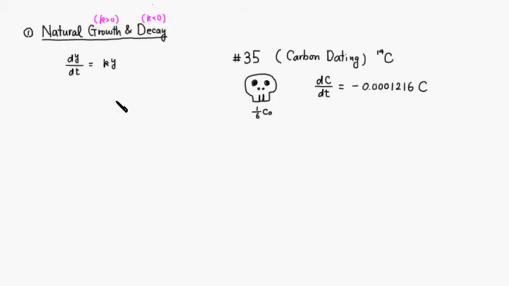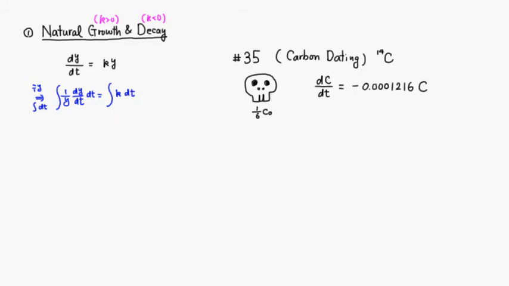This is an example of a separable equation, so let's try to solve this. Since it's separable, we can simply divide through by y. That way you would have 1/y times dy/dt equal to just k. Then we can take the antiderivative with respect to t, so integrate both sides of the equation with respect to t.